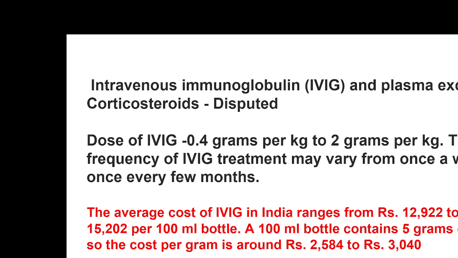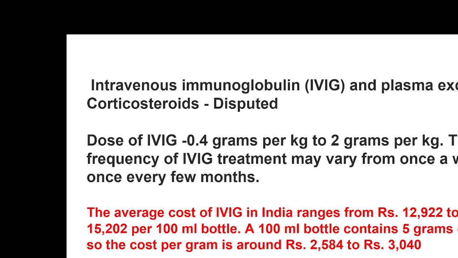That is the real situation. Anyway, the dosage of immunoglobulin is 0.4 grams per kilogram to 2 grams per kg. The dose is to be determined based upon the severity of the pathology, and the frequency of the treatment may vary from once in a week to once in every few months.